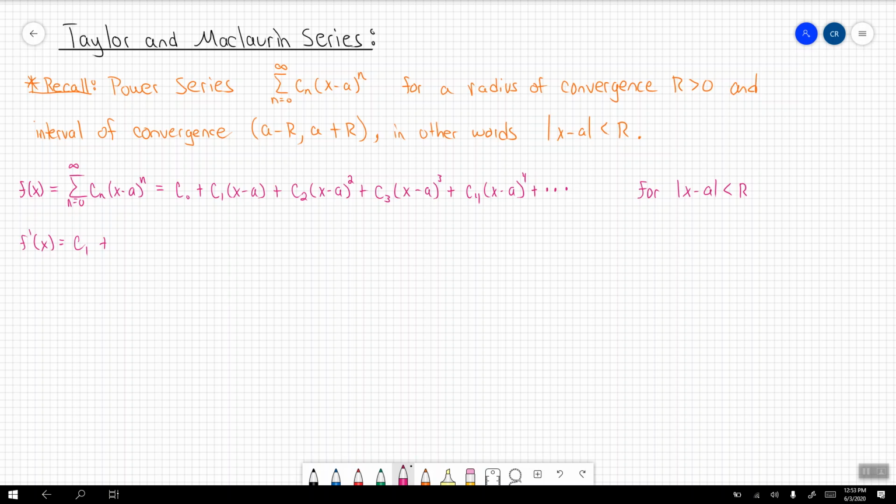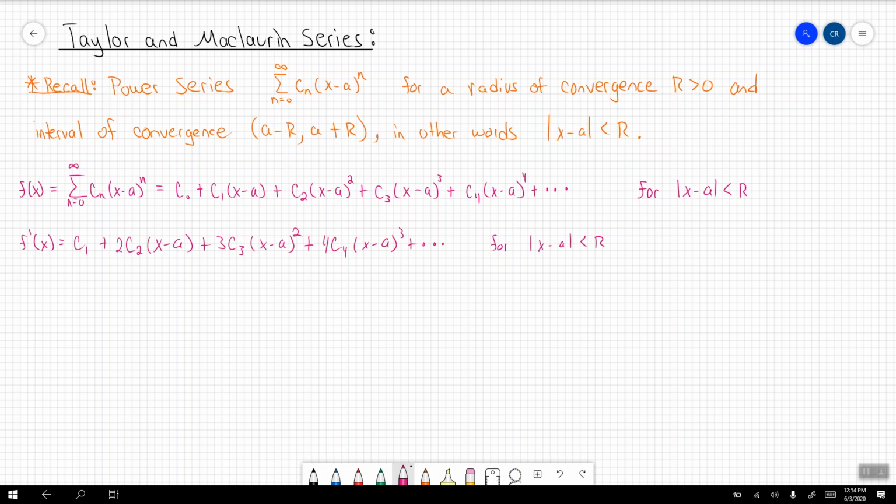plus taking this derivative now for this third term, drop that exponent forward, 2 times c2 times x minus a, plus taking this derivative will leave us with 3 times c3 multiplied by x minus a to the power of 2, plus taking this derivative here, 4 c sub 4 times x minus a to the power of 3. And again, we keep on doing this as long as we want, or towards infinity. And again, this is all still for the same radius of convergence.